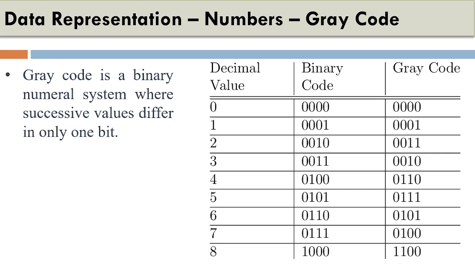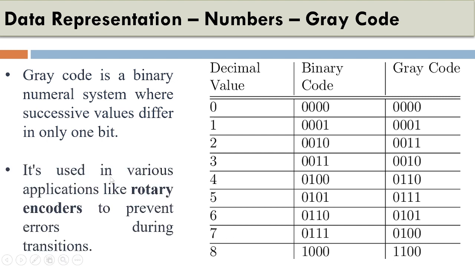Now let's have a look at the representation where we have Gray code. This is another way of representing numbers. Gray code is a binary number system where successive values differ by only 1 bit. Its application is in rotary encoders to prevent errors during transition. Now you can see we have only considered till 8. You can see the binary code till 8 and the corresponding Gray code. We have just said that successive values differ by only 1 bit.